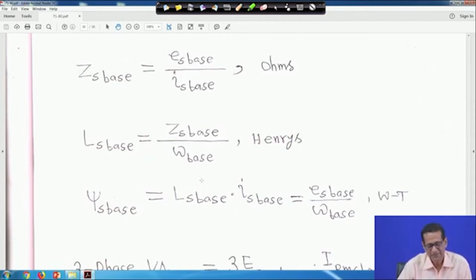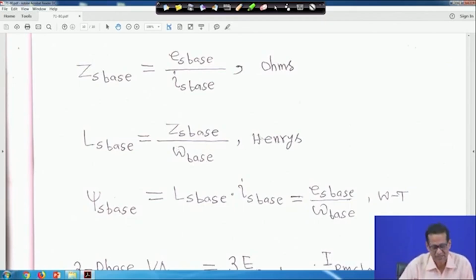When you try to find the reactance of a line, we use L omega, which is the reactance. So here also, if you multiply Ls base and omega base, that is what we want to represent in per unit. So Ls base into omega base is equal to Zs base. Instead of reactance, this is Zs base. Dimensionally you have to see the correct thing. So Ls base will be Zs base upon omega base.